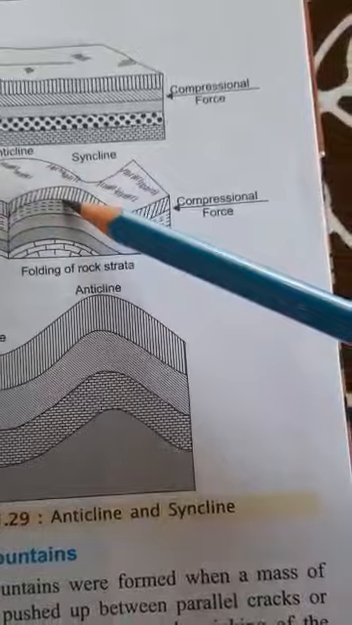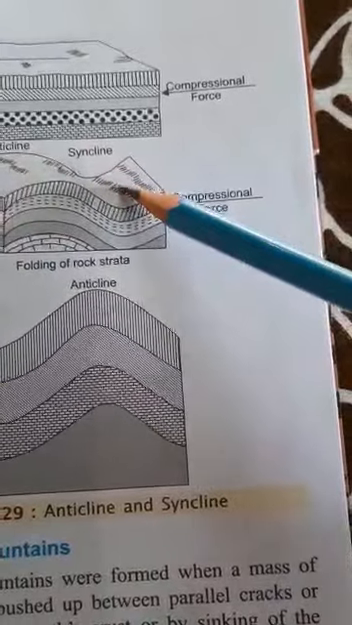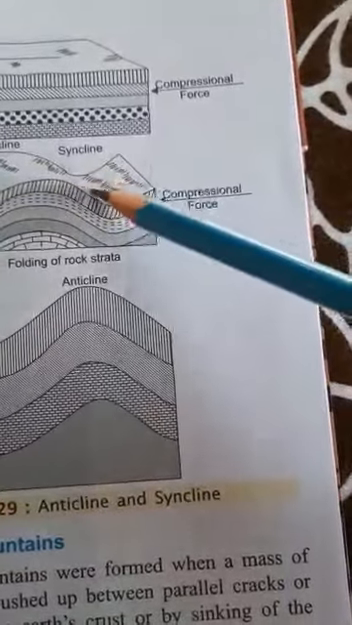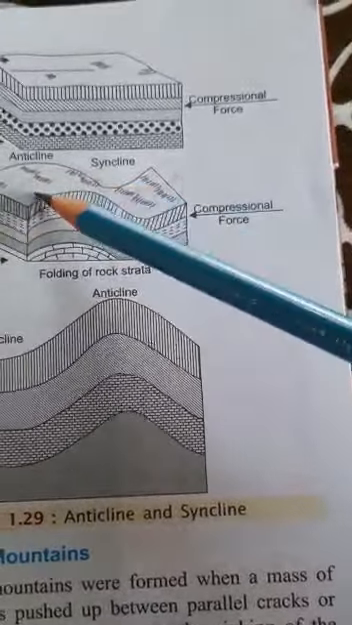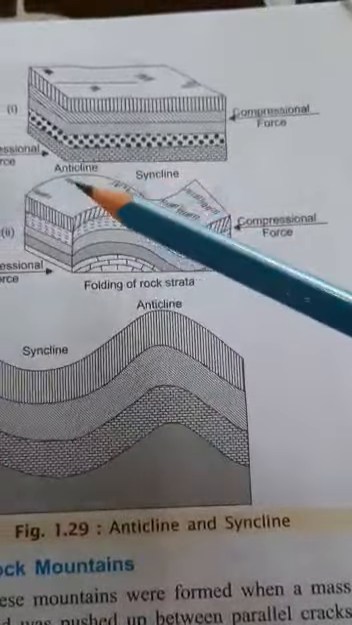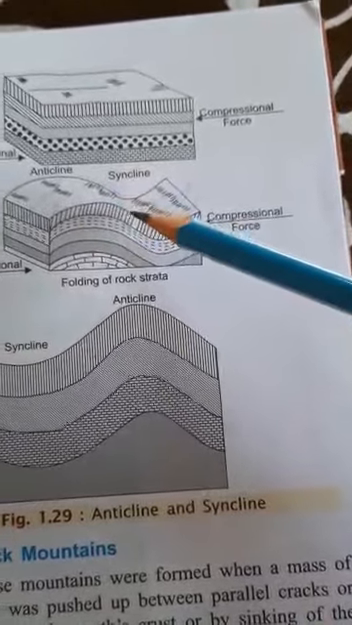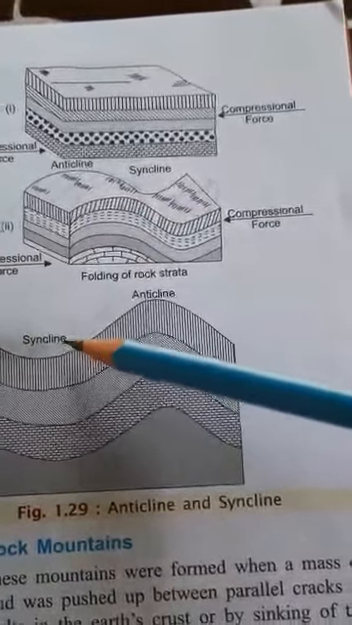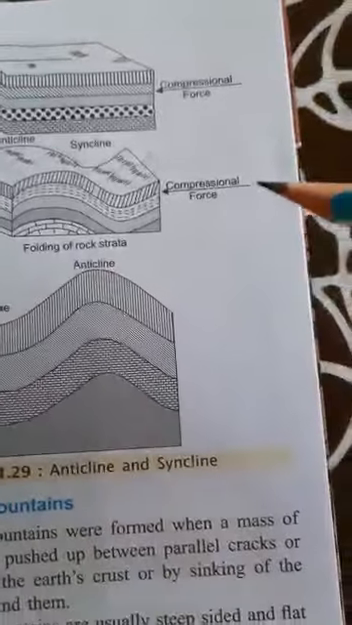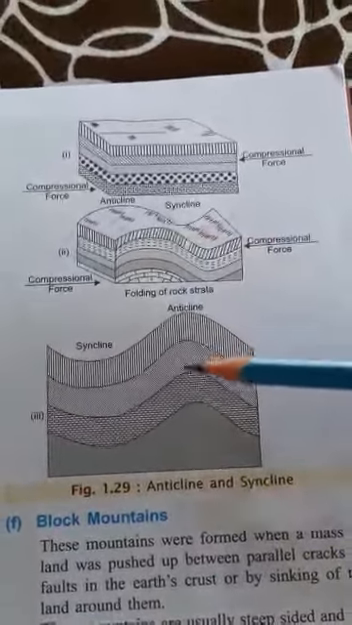The upraised part of the fold is known as anticlines, and the downward folds are known as the syncline. These are the downward folds, syncline, and the upward, that is upraised part, is known as anticline. And how are these anticline and syncline formed? They are formed due to the compressional force during the process of folding. So this is syncline. The lower curve is known as syncline and the upper upraised part is known as anticline. These diagrams are also very important. You need to practice the diagram of anticline and syncline.